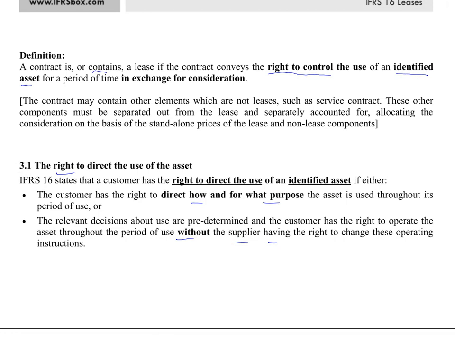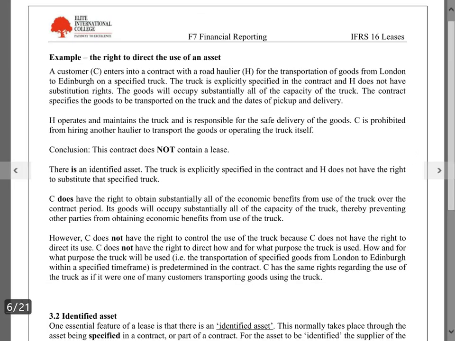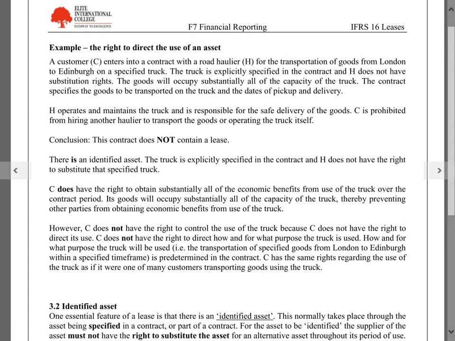Let's summarize it. It means the control is transferred to me, I have a right to direct how it is going to be used and for what purpose it is going to be used, and the one that supplies me with the asset can't ask me to change the purpose. Got it? So we have one example here, the right to direct the use of the asset. This contract does not contain a lease.